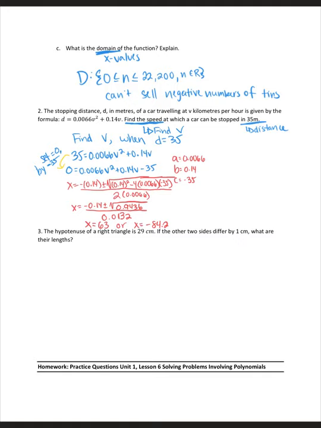You'll see when we solve using our quadratic formula, we end up with 63 or a negative 84.2. So remember what we're trying to find here. We're trying to find the speed. So we can't have a negative 84.2. So we would just say that this is not possible.